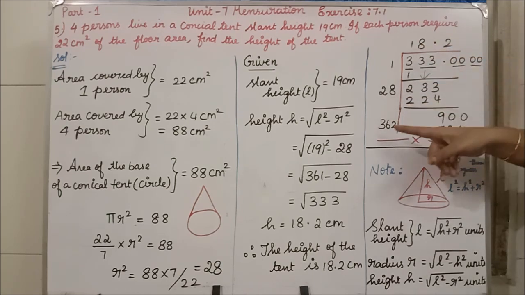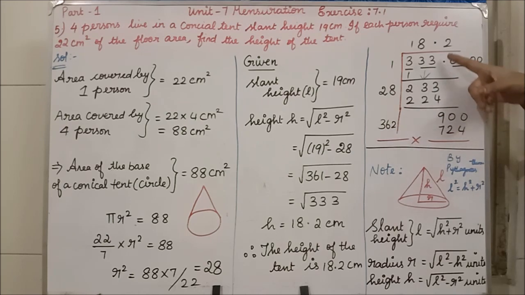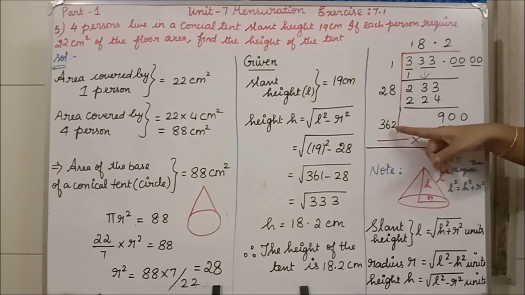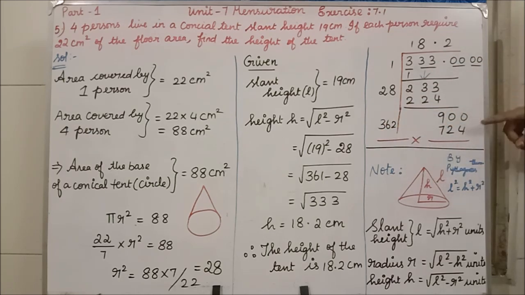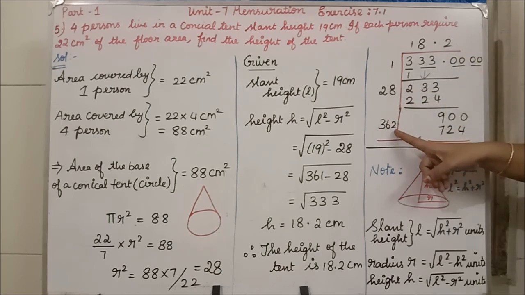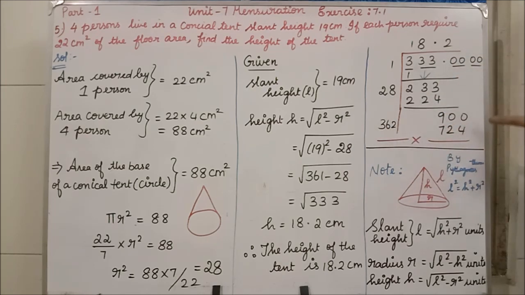18 into 2 is what? 36. Since we are having decimal, here also you have to keep the decimal. What number you are writing? The same number here also you have to write. Here if I write 1, then here also 1. 1 into 362 is 362 only. But it is very small when compared to 900. So if I put 2 into 362, then the same 2 I am writing here also. So 2 into 362 is 724.